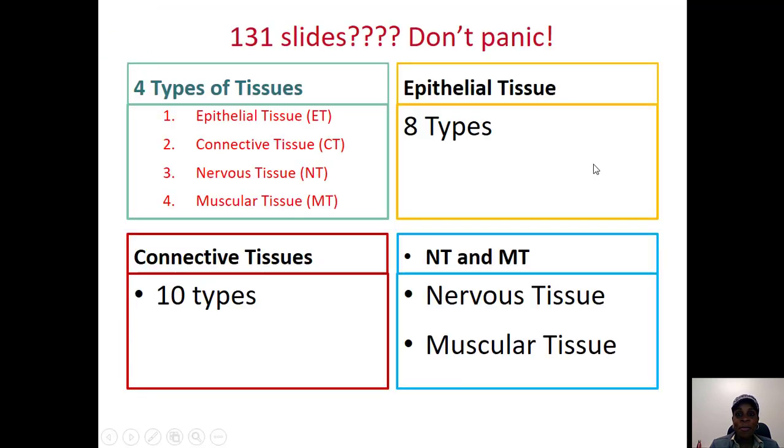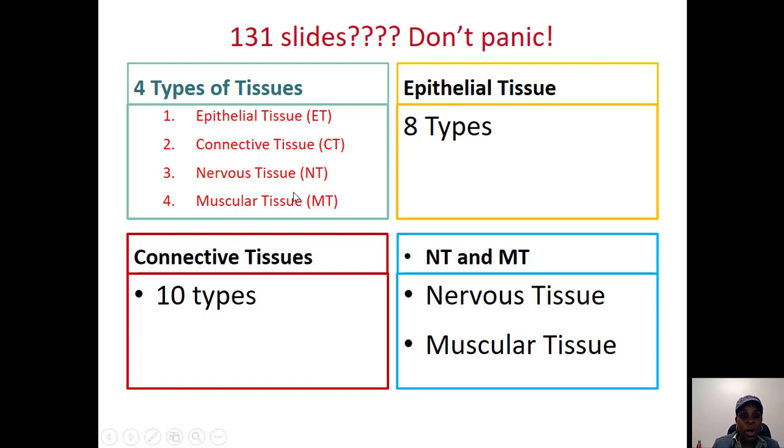First, let's talk about our lecture slides. We're going to have about 131 slides. You're going to be like, ooh, what? Don't panic. Honestly, many of them are just pictures of things that you have to look over under many different angles to be able to understand.